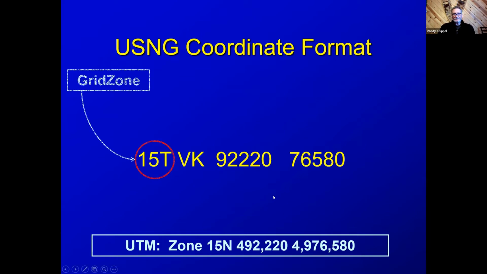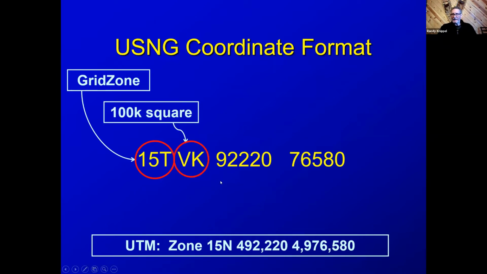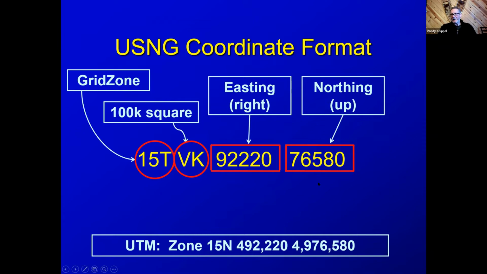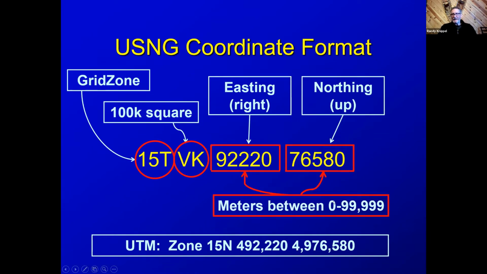But if we start to break down this UTM or this US National Grid reference, the first three characters are the grid zone. The next two characters are the 100,000 meter square. And then we have an easting and a northing, so X and Y. And those are in even numbers, don't go to decimal places and things like that. And these are always going to be in meters.